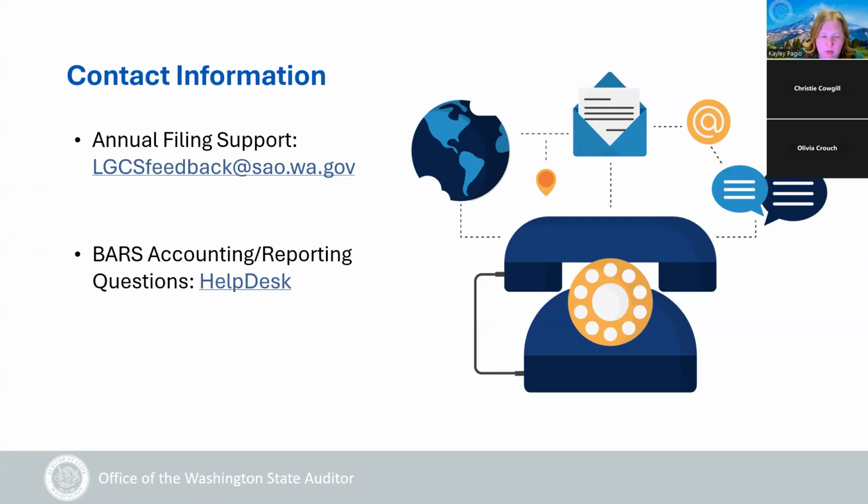And if you need to get a hold of us for questions about annual reports, you can email our support inbox, lgcsfeedback@sao.wa.gov. Use the help desk for those more complex, maybe unique accounting and reporting questions. But these are both great ways to get a hold of us, and we can get you pointed in the right direction if we're not able to assist.